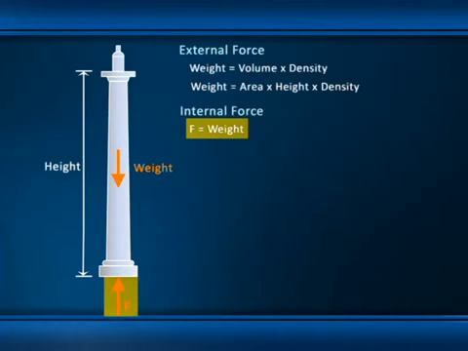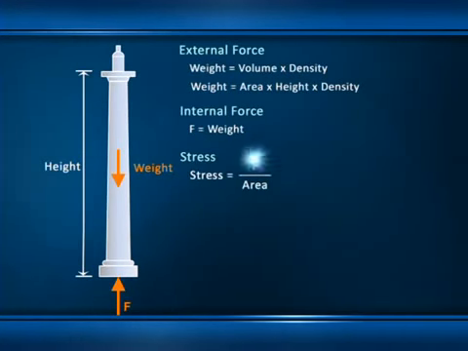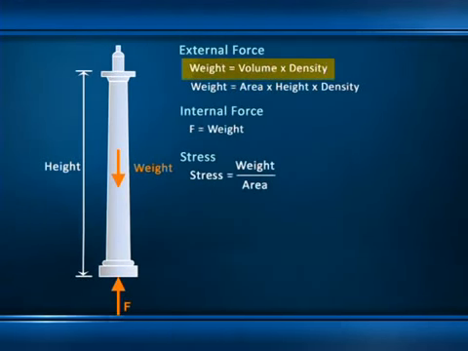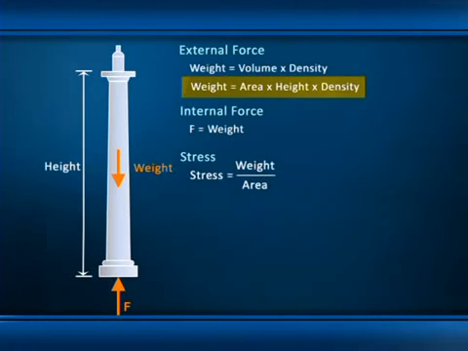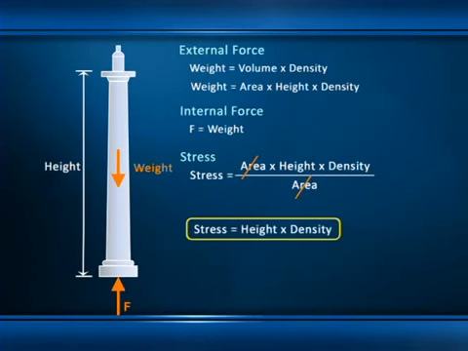And so now we can calculate the actual stress in that column. And here's how it works. Stress is just equal to internal force over area. The internal force is equal to the weight, so we substitute weight for force. But we can represent the weight as volume times density, or cross-sectional area times height times density. And when we substitute that value into the equation, you'll notice that now we have the area term both in the numerator and denominator. We can cancel those out, which leaves us with a very interesting expression that stress is equal simply to height times density.